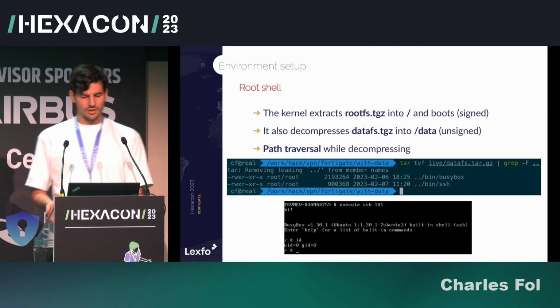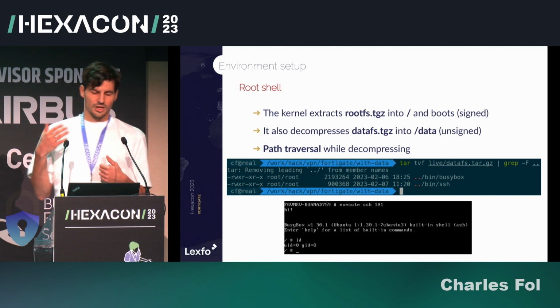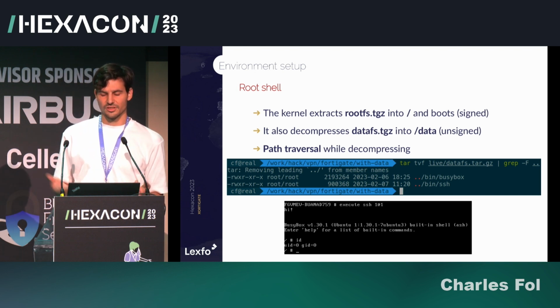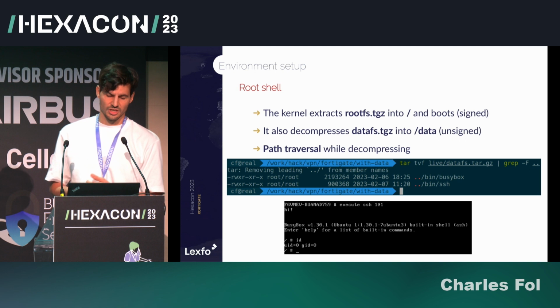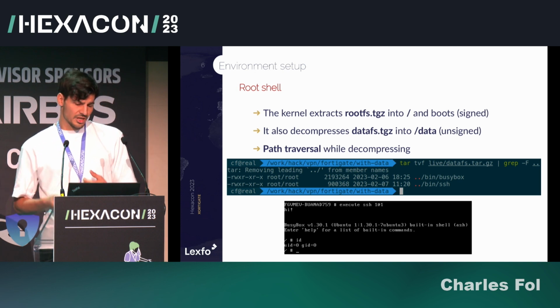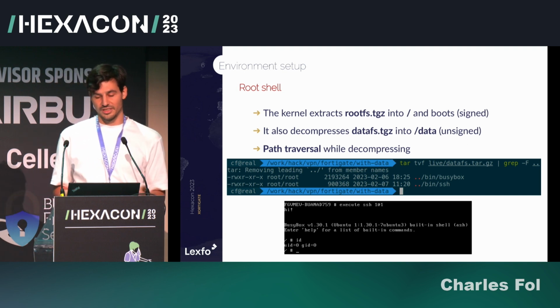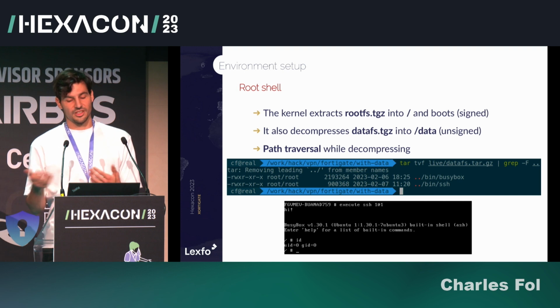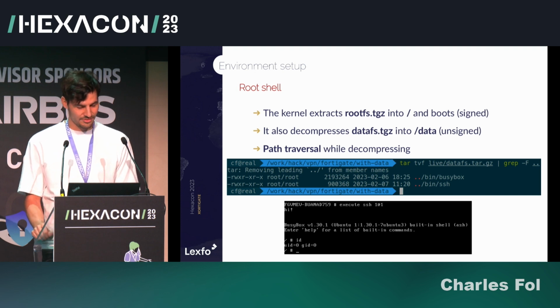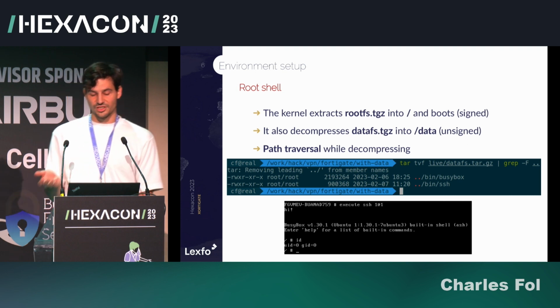And we were actually quite lucky because when the system boots, it will extract the kernel from an archive which is called rootfs.tgz into slash. And then it will also decompress datafs.tgz into slash data. The rootfs.tgz archive is signed, so you can't modify it easily. I didn't check if the signature is properly verified or not, but I assume it was. I mean, it's not always the case with Fortinet, but... And so I had to focus on datafs.tgz.